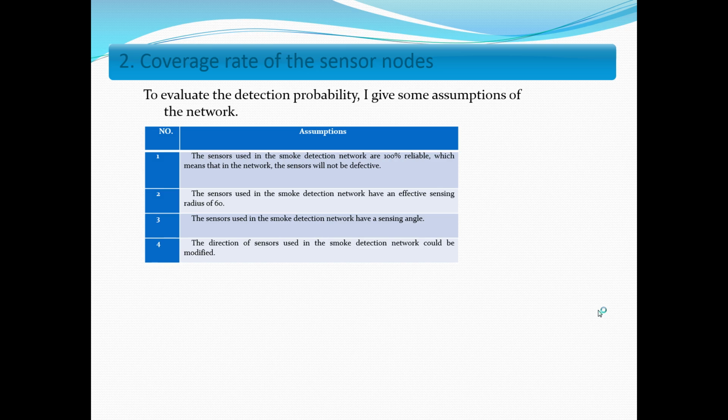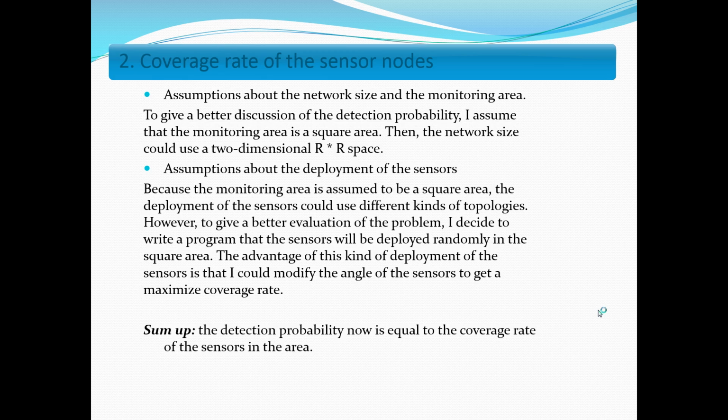Third, the sensors used in the smoke detection network have a sensing angle. In addition, the detection angle of sensors used in the network could be modified. And here are another two assumptions. The first is about the network used in this project, assumptions about the network size and the monitor area. Here, the monitor area and the network size are also a two-dimensional space.